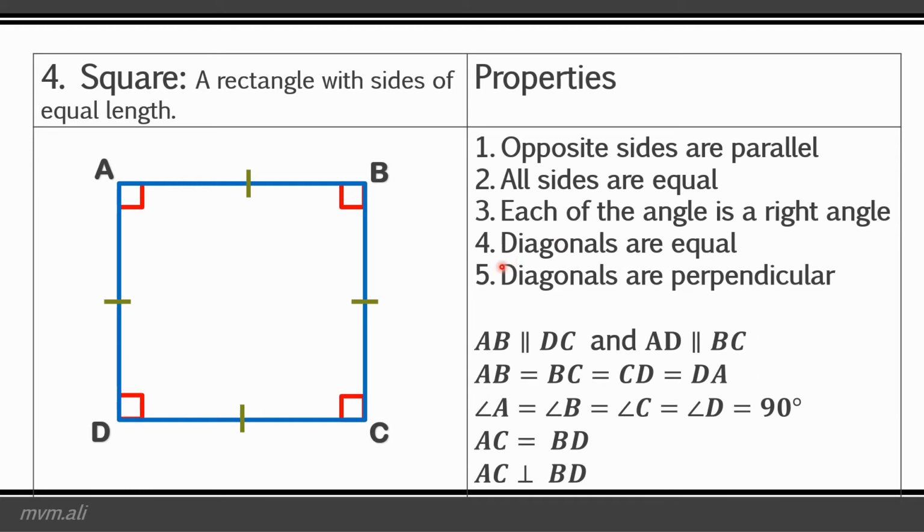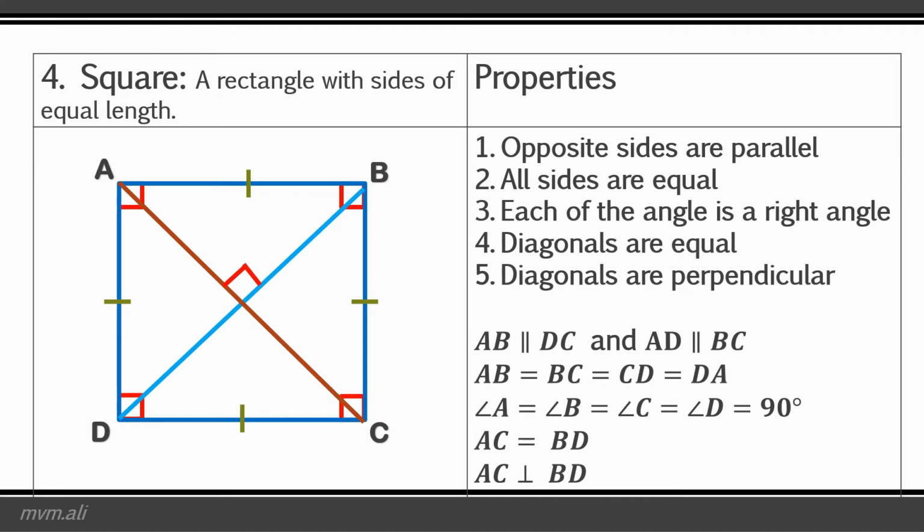And in addition to that, we can say diagonals are equal. AC equal to BD. Clear? AC equal to BD, and the diagonals are perpendicular. AC perpendicular to BD. Clear? So a square has all the properties of parallelogram, rhombus and rectangle.